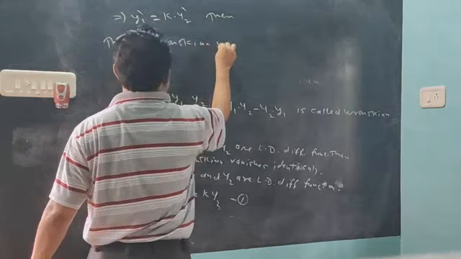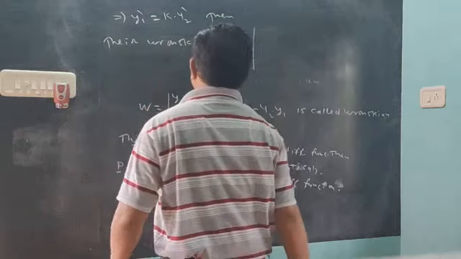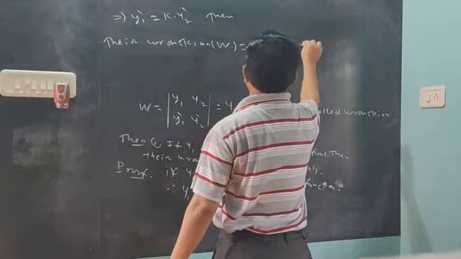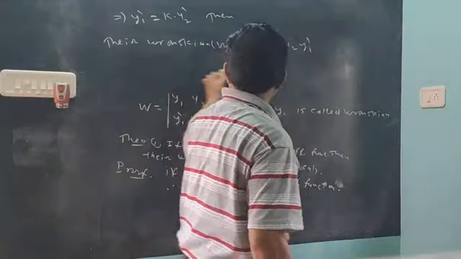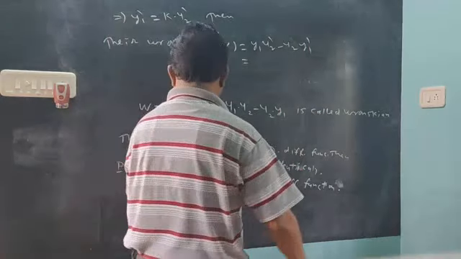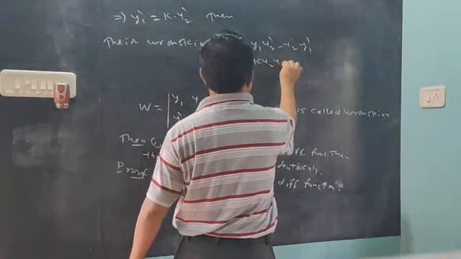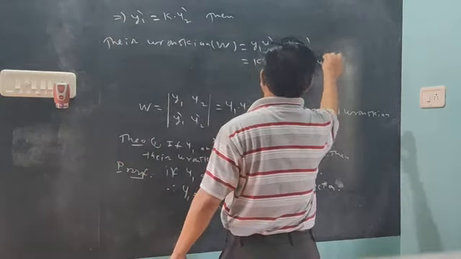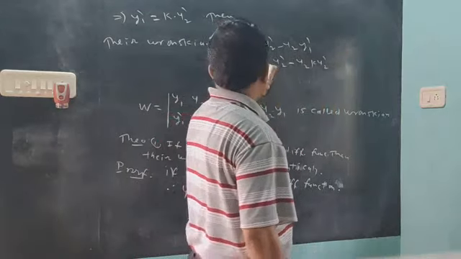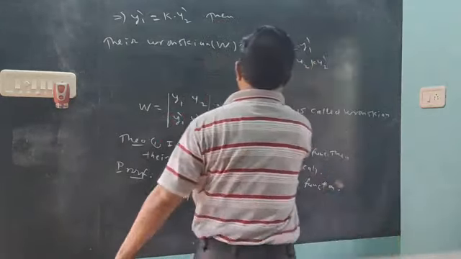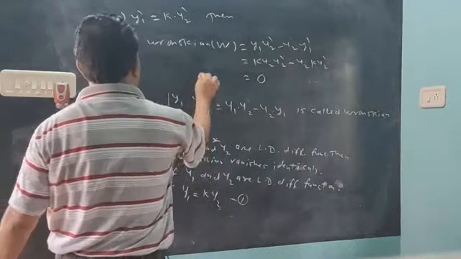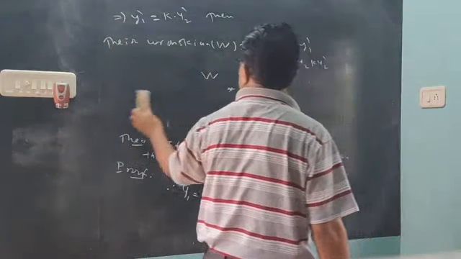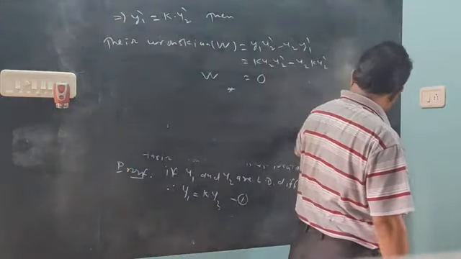The Wronskian W, by definition, is y1 into y2 dash minus y2 into y1 dash. Here y1 is k y2, y2 stays as it is, and y1 dash is k y2 dash. So k y2 y2 dash and k y2 y2 dash are the same, giving 0. So the Wronskian will be 0 when y1 and y2 are dependent functions, depending on each other.